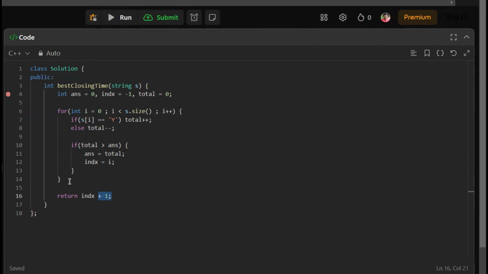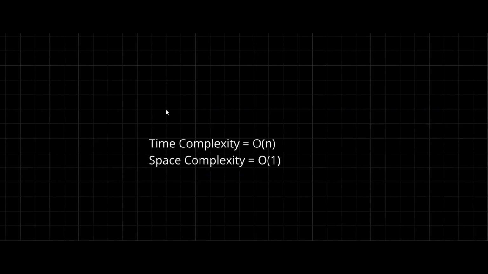I hope you understood the code. And now let's move on to the time and space complexity analysis of this program. The time complexity is O(n), because we have to iterate over each element of the input, and the space complexity is O(1), because we are using only constant extra memory to solve this problem.